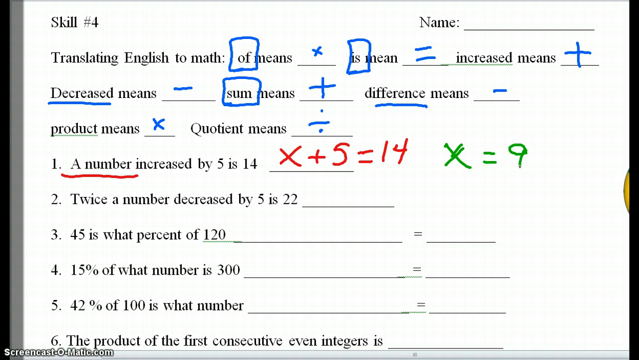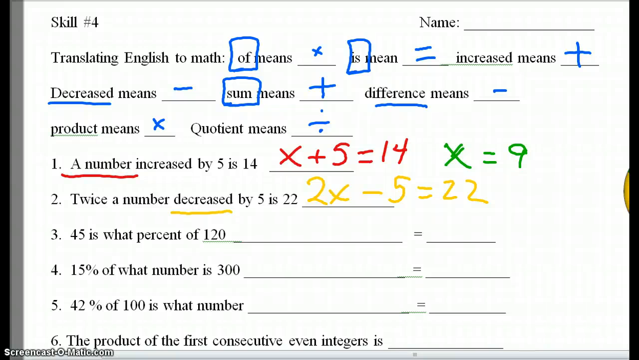The second example would be twice a number. So if a number is x, twice the number would be 2x. Decreased means subtract by 5 is 22. And again, if I just take a minute when you're on the ACT, remember you can write right in your test booklet. If you take a minute to translate the English into math, sometimes doing the math is not so difficult.